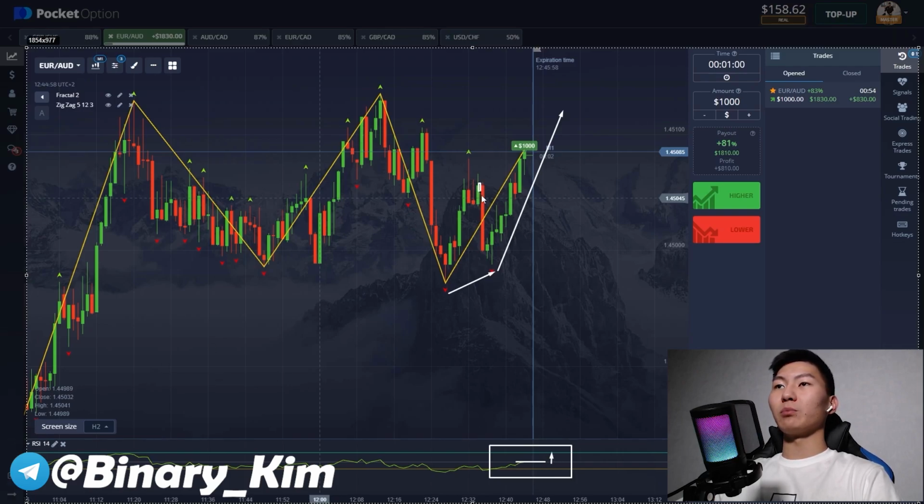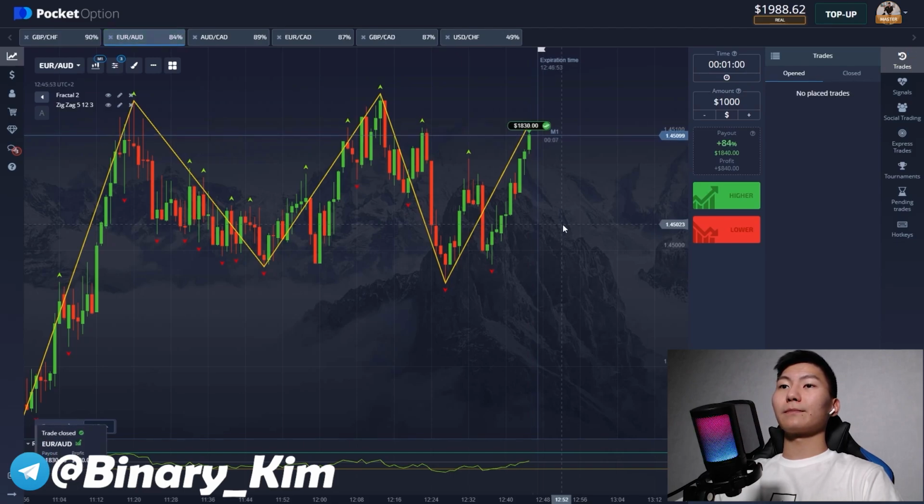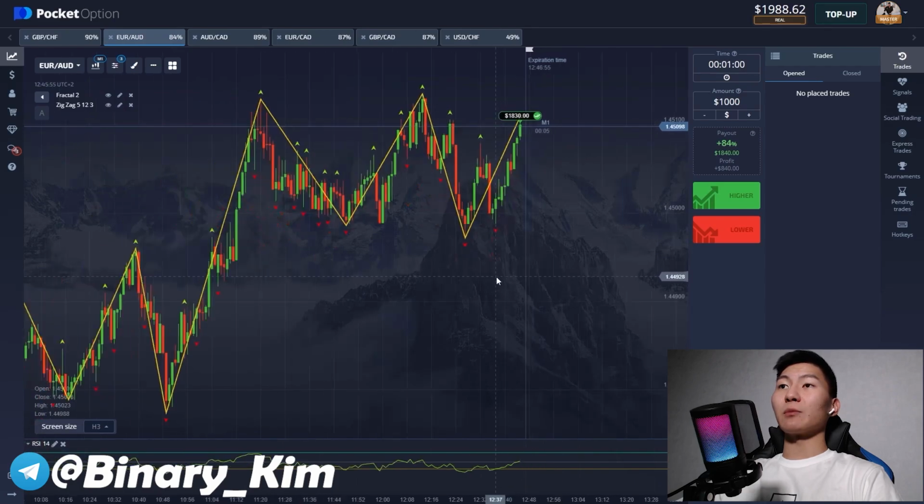Also we see the pullback, first one, then move to the upside, and again small correction which enhances the bullish signal. That's why we open a long position guys. As you can see, we observe the breakout and the price movement goes to the upside, and there are few seconds left before the closing, and this trade is in a profit guys.